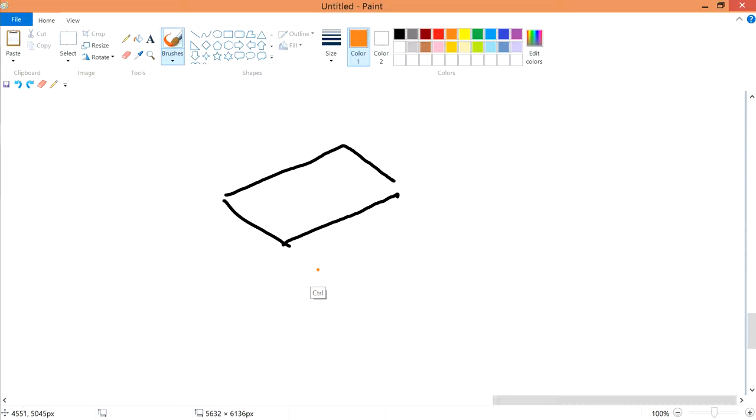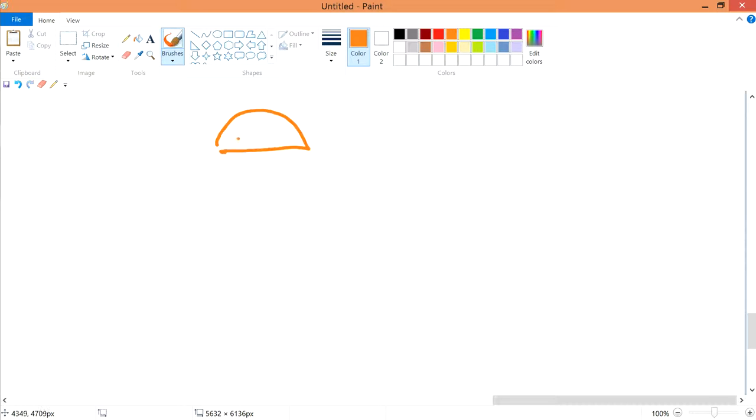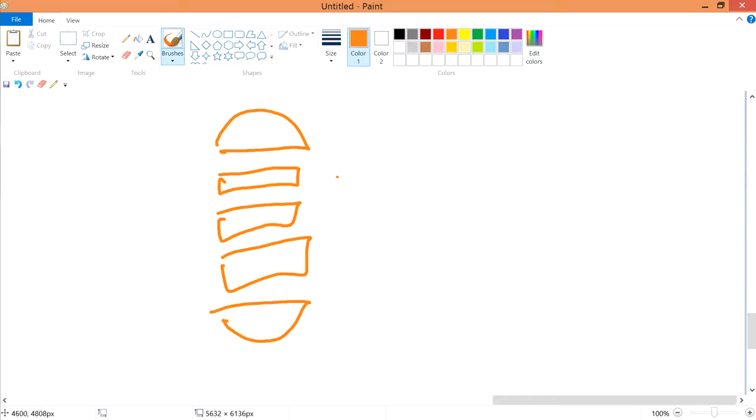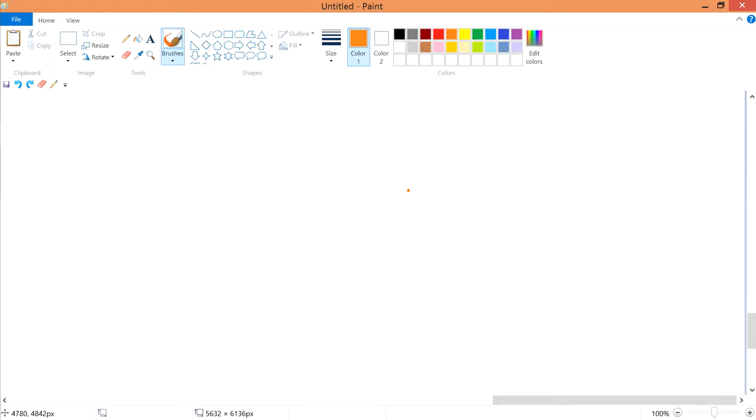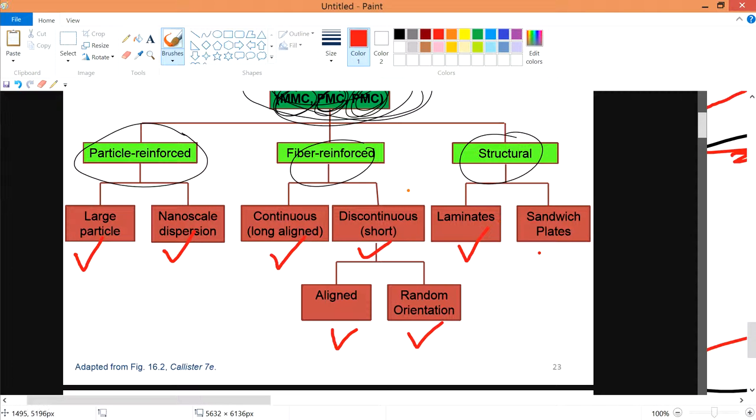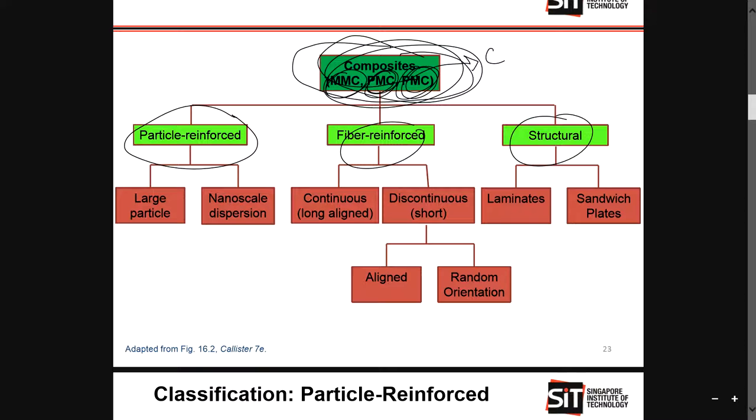As for the sandwich, it's just your burger, maybe your ham, your tomato, your lettuce, and then your bread. So this is your sandwich system. Therefore, under structure is laminate and sandwich plate. You either laminate your structure or you sandwich your structure. Fiber reinforcement is put inside, so it's either continuous or discontinuous. And particle reinforcement is where you mix, like Milo. Therefore, to go into details, let's go into the particle reinforcement first.